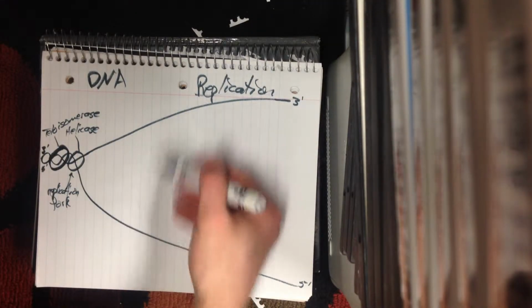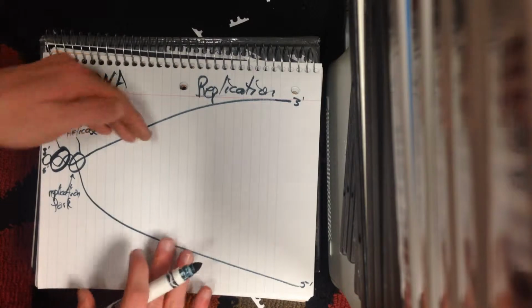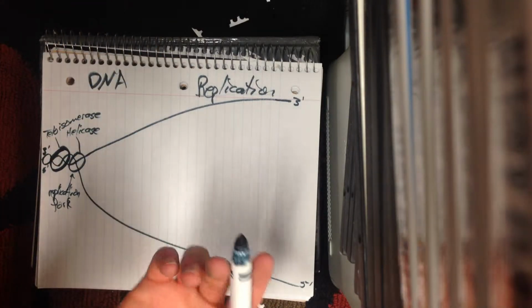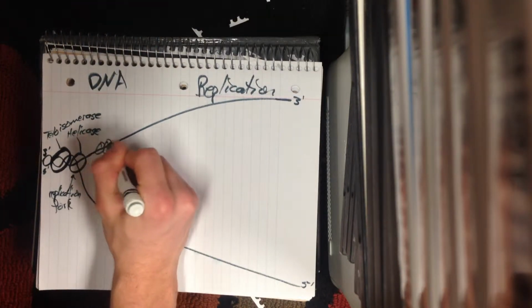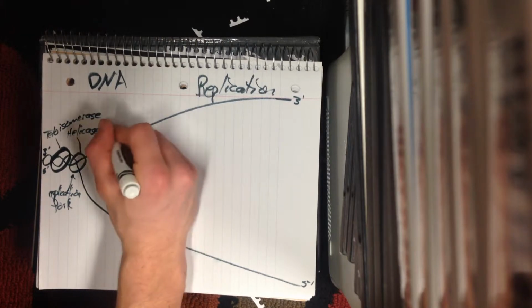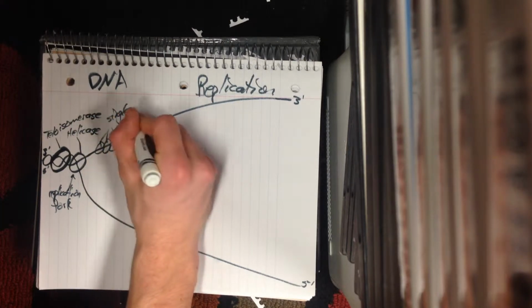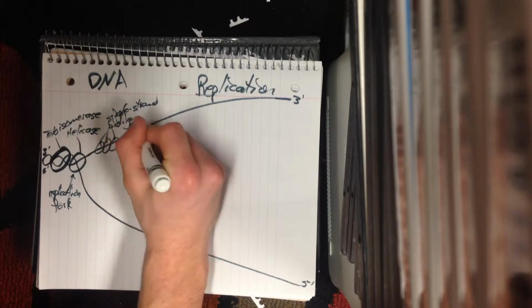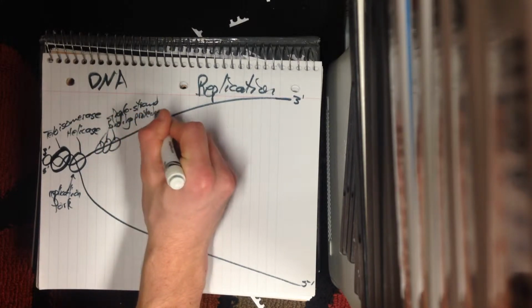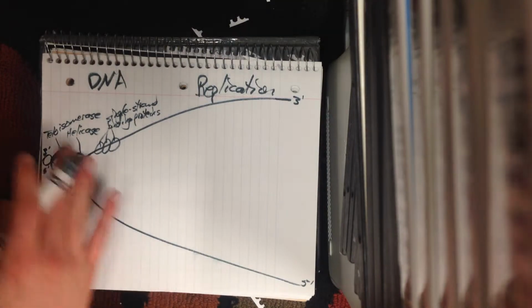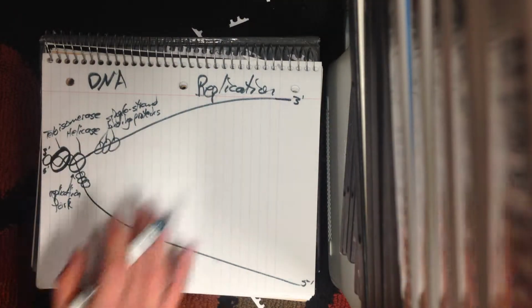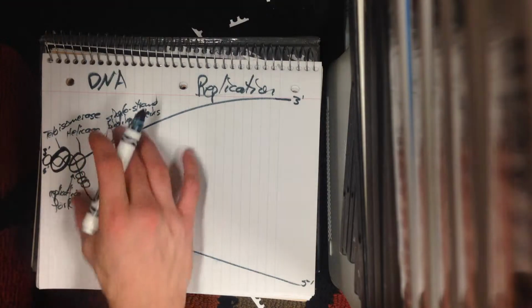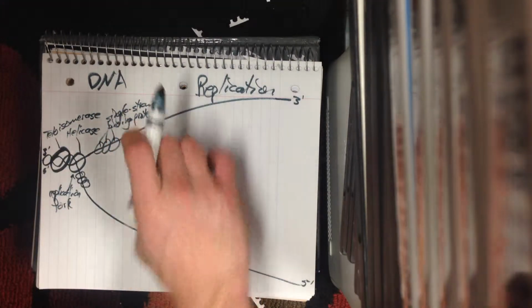But what keeps them from bonding back together? Once they're separated, why don't they just come back together and bond and ruin the whole process? Well, that is prevented by a bunch of single-strand binding proteins, which bind to each strand of this parental DNA. It binds to each of these, and all it does is just stops them from coming back together and bonding again.